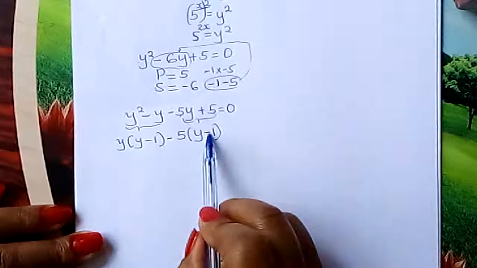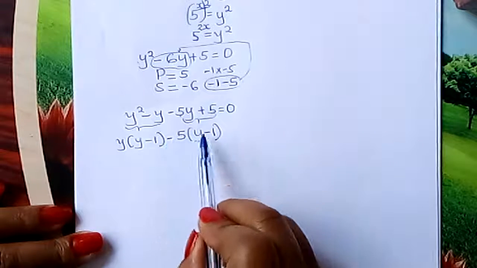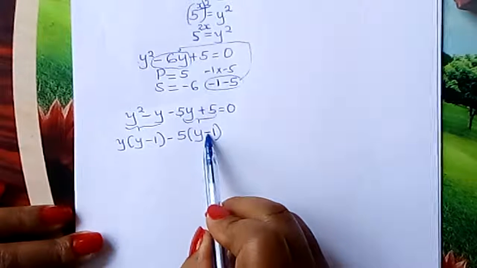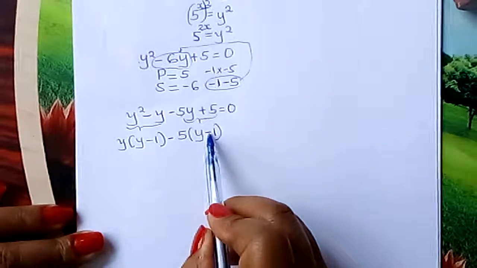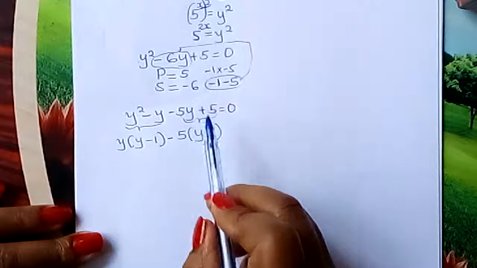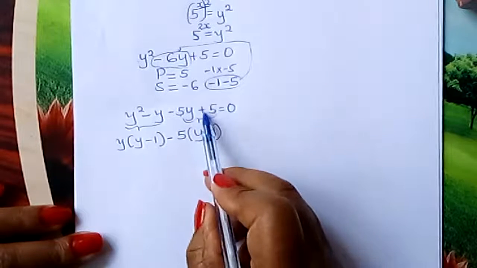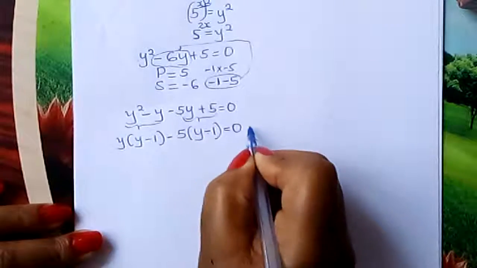Take care there as you fix this sign. Minus times minus gives you plus. So don't fix a plus here. If you fix a plus, it would be minus times plus, which gives you minus, which would be wrong. So minus minus here, so that you get plus. So this is equal to 0.